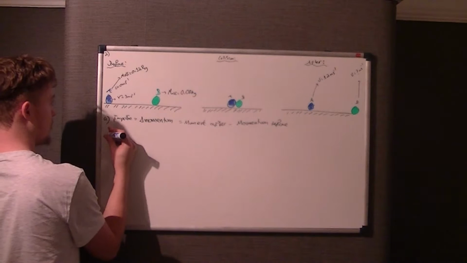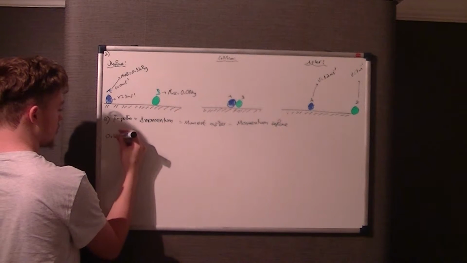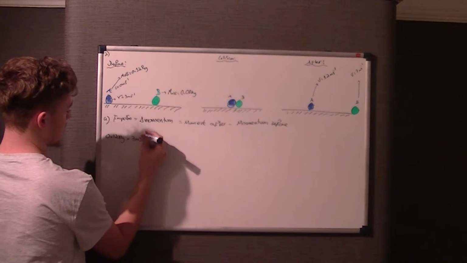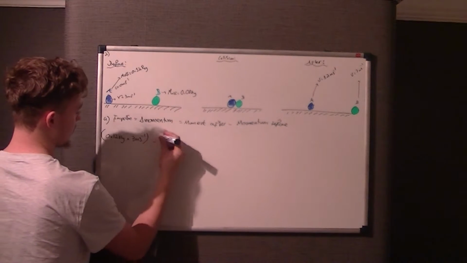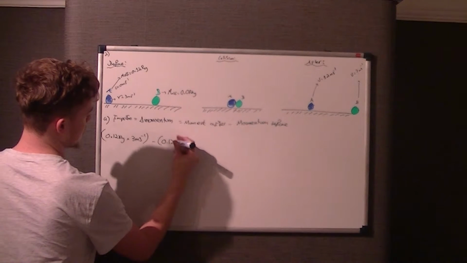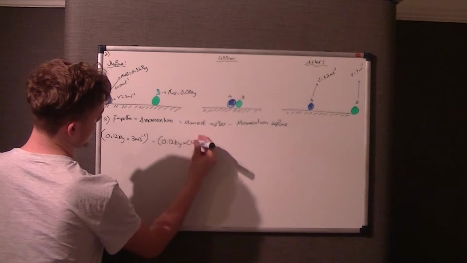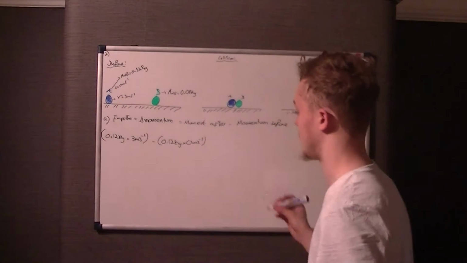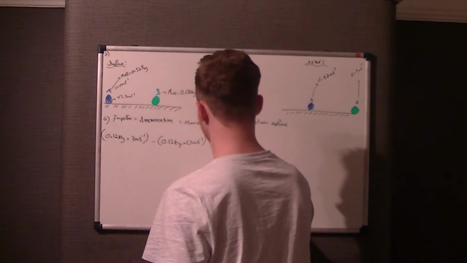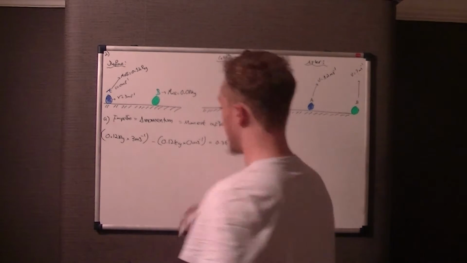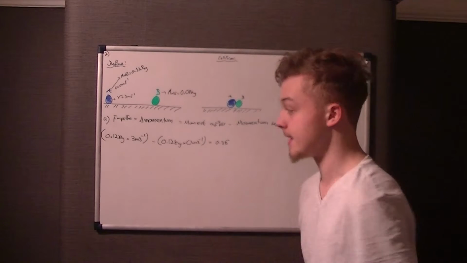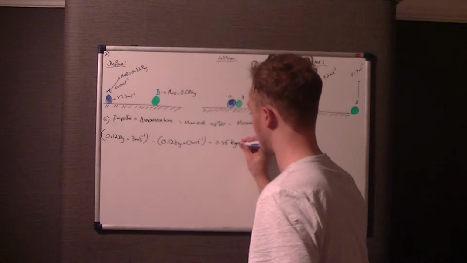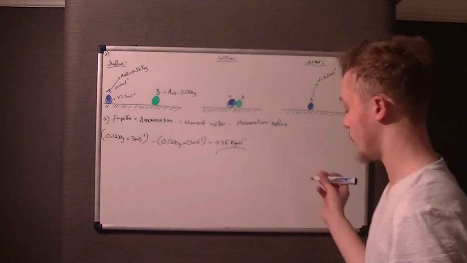So the momentum after is 0.12 kilograms times a velocity of 3 meters per second. Then you take away from that 0.12 kilograms times 0 meters per second, which is the same as 0.12 kilograms times 3 meters per second, which gets you 0.36. And we're multiplying kilograms by meters per second, so we get kilogram meters per second. That's why it's asking for the units as well.